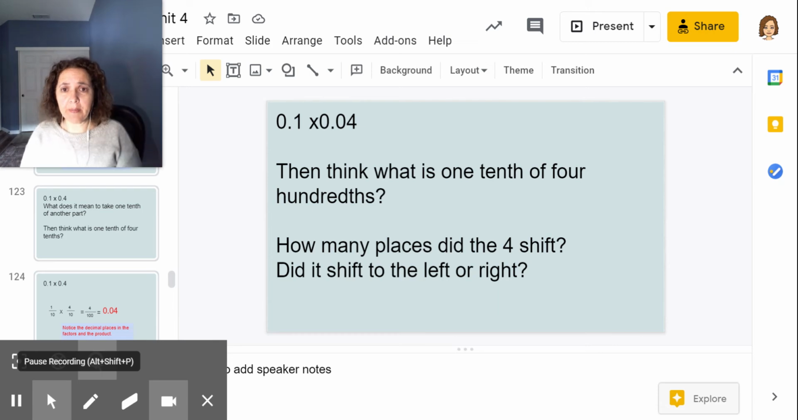Okay, let's do another one. 1/10 times 4 hundredths. Think, what's 1/10 of 4 hundredths? How many places did the 4 shift? So how many places do you think it's going to shift? And is it going to shift to the left or the right? Think about that and let's take a look at it.